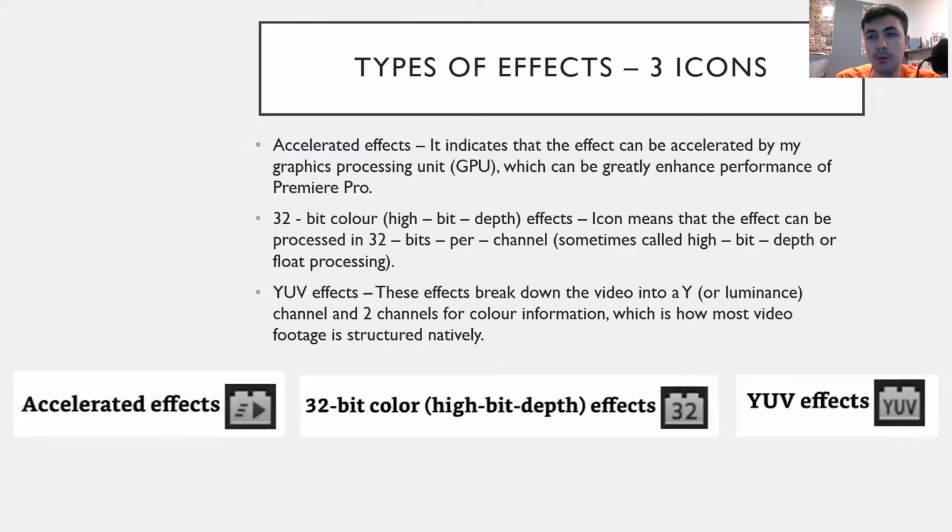So with each video effect on Premiere Pro, there is at least one of 3 icons you will see next to the effect. So for instance, there is accelerated, which indicates that the effect can be accelerated by my graphics processing unit. 32-bit color means that the effect can be processed in 32 bits per channel, whereas YUV breaks down the video into a Y or luminance channel and 2 channels for color information.